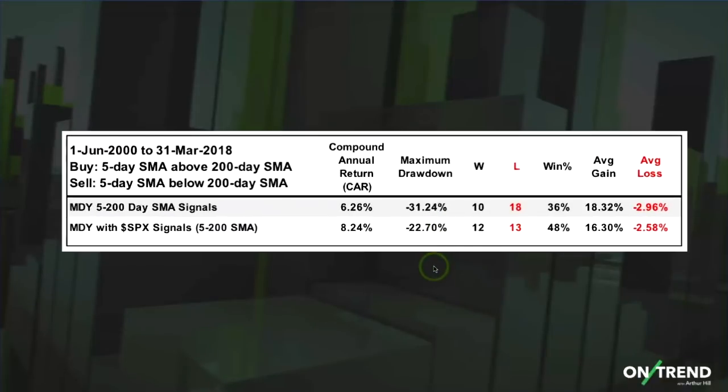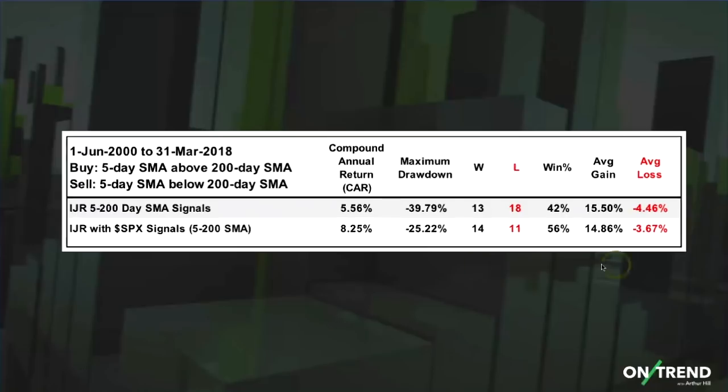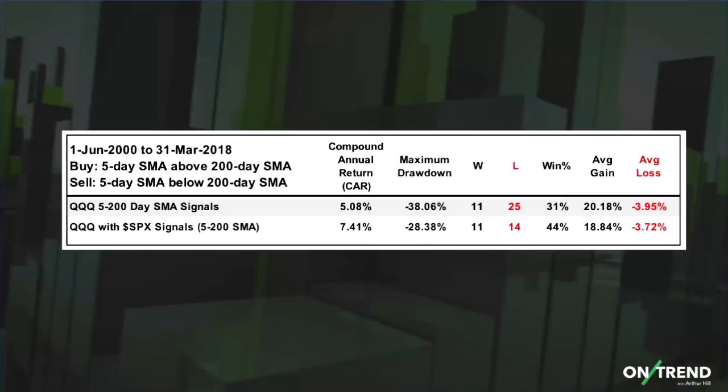Now for the next one, got to go back. I think we skipped one. We're going to do QQQ.